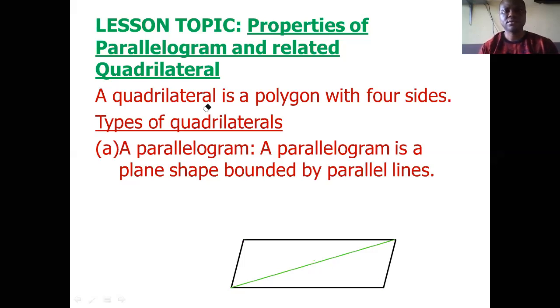So these are the diagonals. You see, they bisect each other, but they are not equal in length. Okay, so let's continue with the properties.